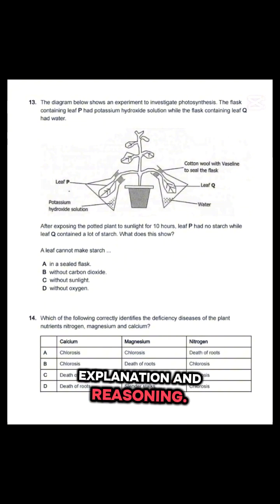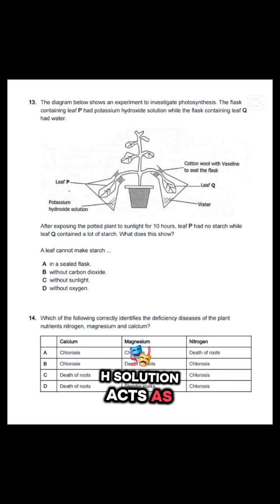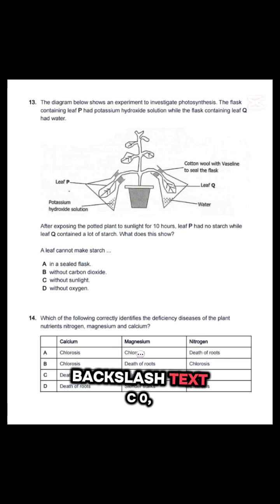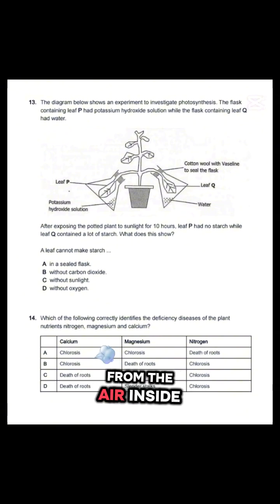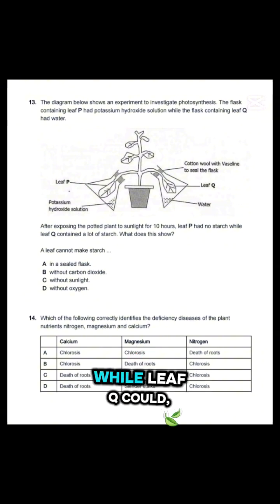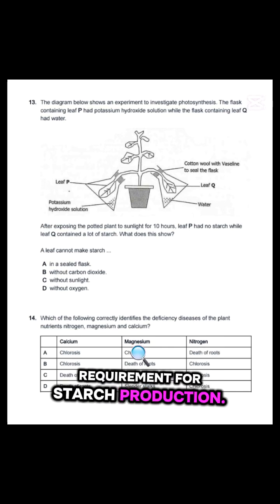Explanation and reasoning: potassium hydroxide, KOH, solution acts as a chemical absorber that completely removes carbon dioxide, CO_2, from the air inside flask P. Flask Q contains water, leaving CO_2 available. Since leaf P, with no CO_2, could not produce starch while leaf Q could, the experiment isolates and proves that carbon dioxide is an absolute requirement for starch production.